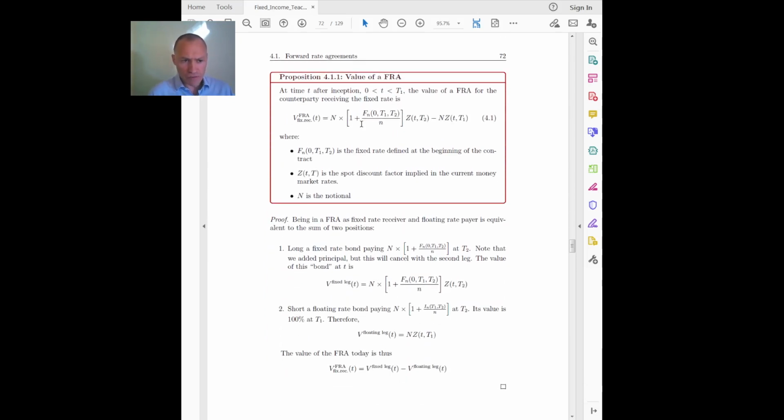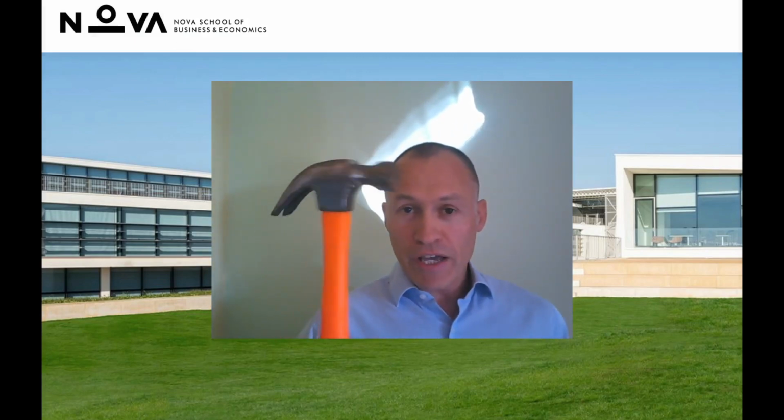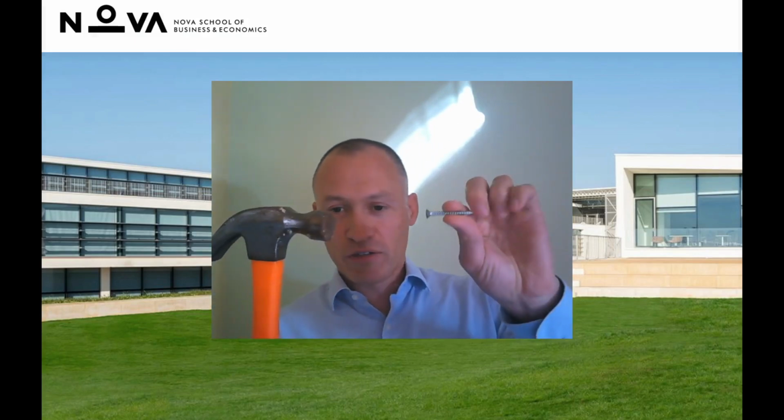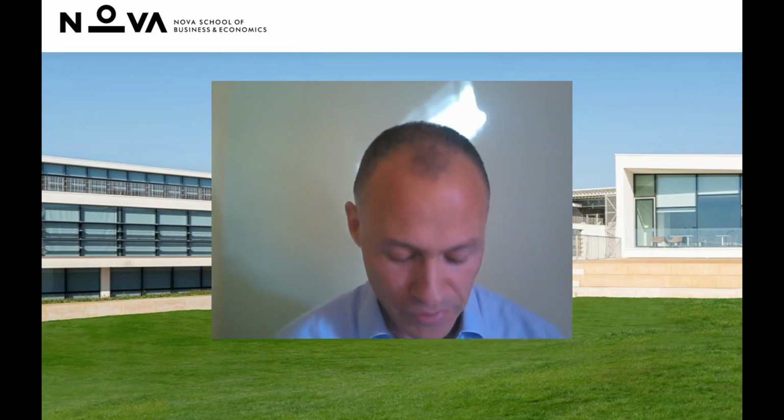So this is the formula for the value of a contract. This is a bit dry, a formula, so let me try to give you the intuition. There's an old saying: if you only have a hammer, everything looks like a nail. This is not really a nail, but it's the closest thing I have here.